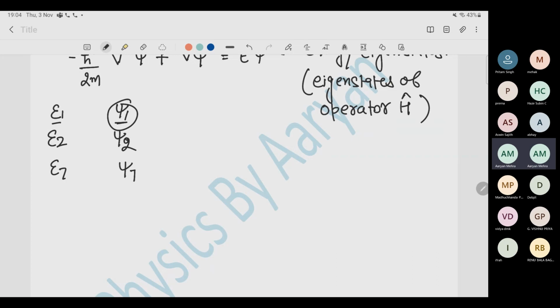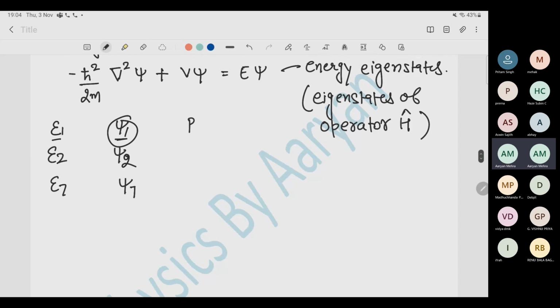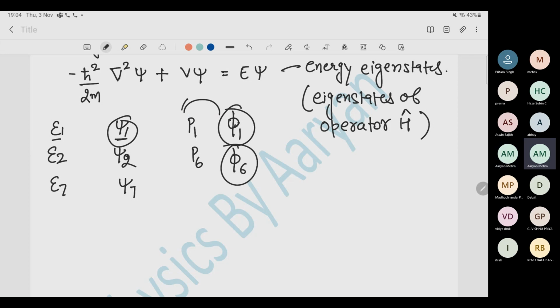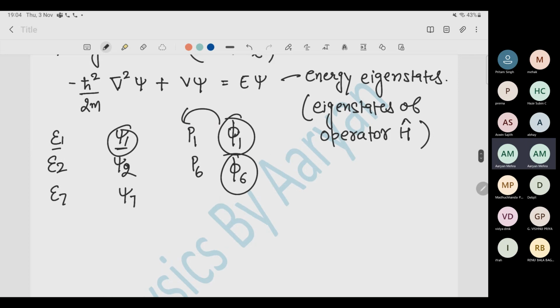If you write states corresponding to momentum, let's say I am not measuring energy, I am measuring momentum, so if I get P1, I will write state phi 1, and if I get P6, I will get phi 6. These will be the momentum eigenstates. Similarly, you can define eigenstates for any operator. Every physical observable is represented by an operator in quantum mechanics, and every operator has eigenstates. So when I say you find the state, you simply find the energy eigenstate.